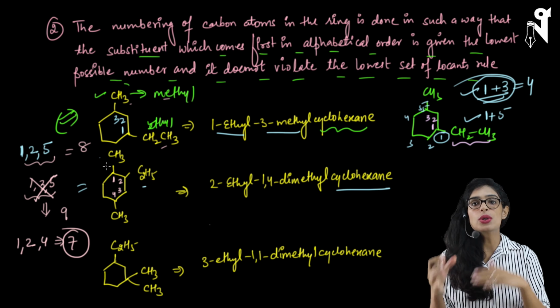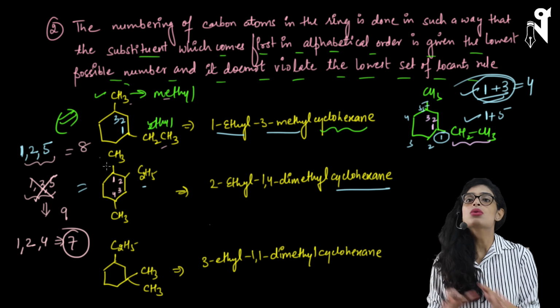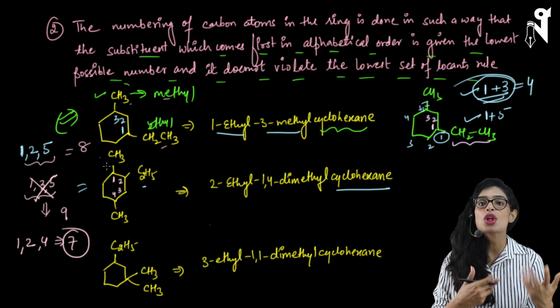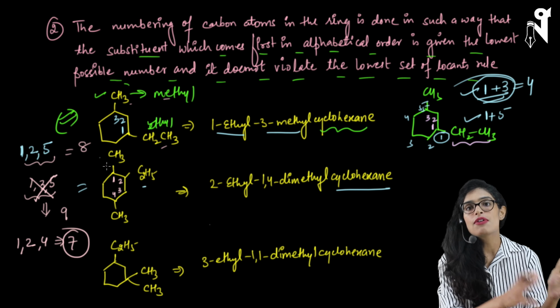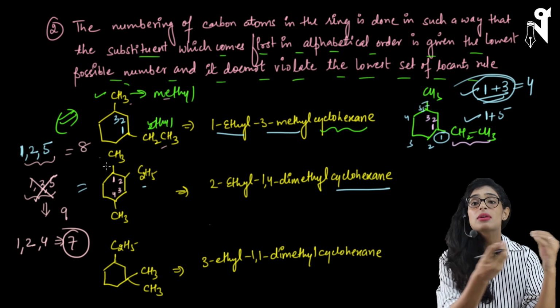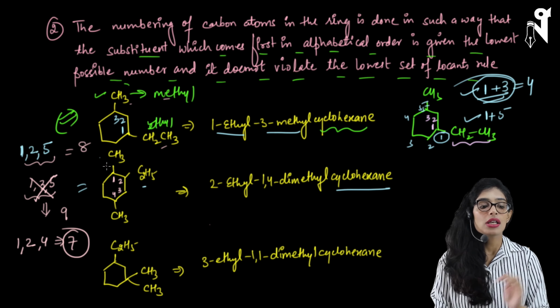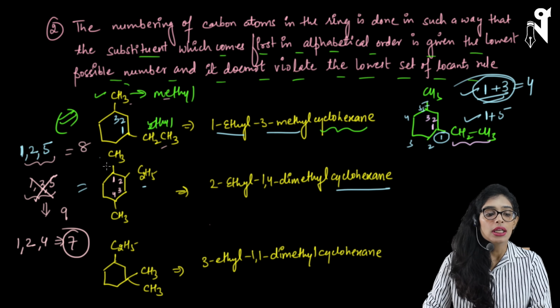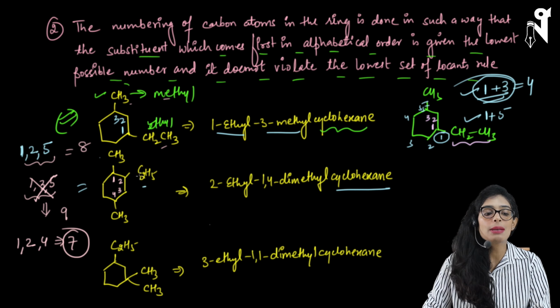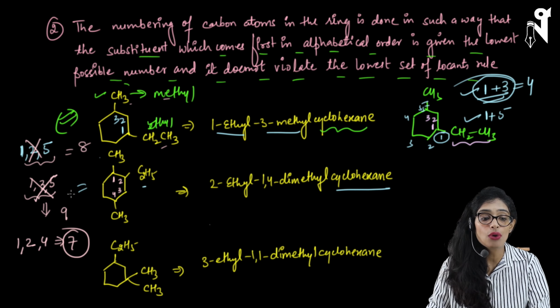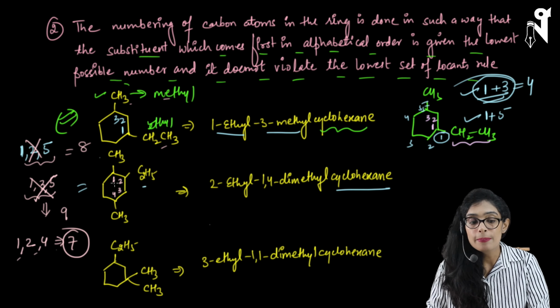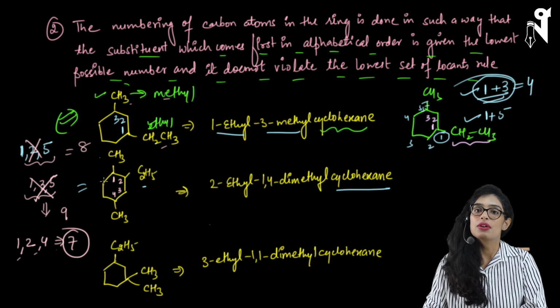And once you get the lower sum, then you figure out which is the lowest possible position you can give to your alphabetically first functional group or substituent chain. So neither will I follow the positioning 1, 2, 5, nor 1, 3, 5. Instead, I'll follow the positions 1, 2 and 4. I will mark methyl 1, then ethyl 2, then 3, and then 4.